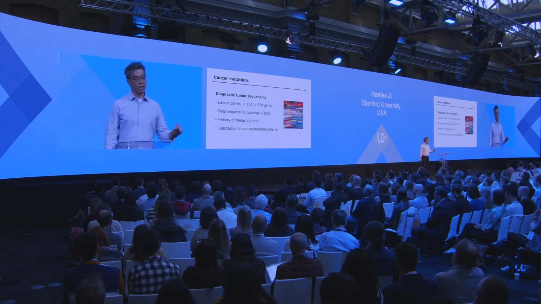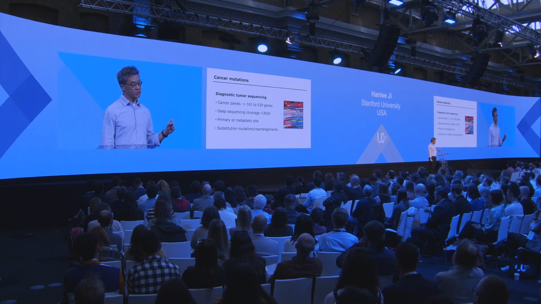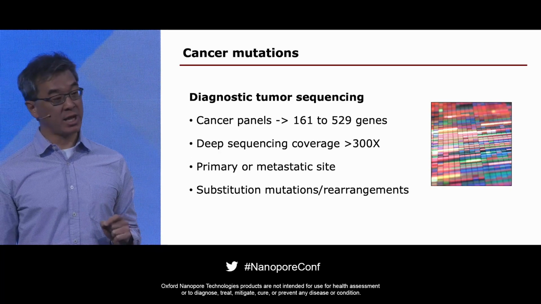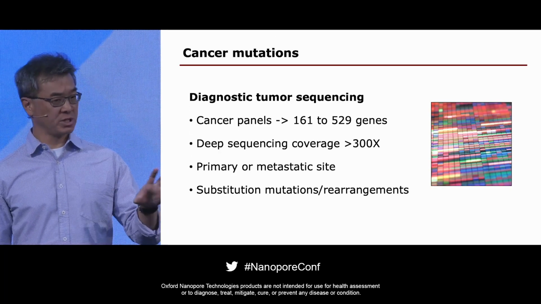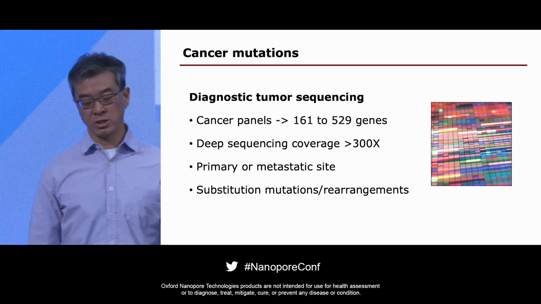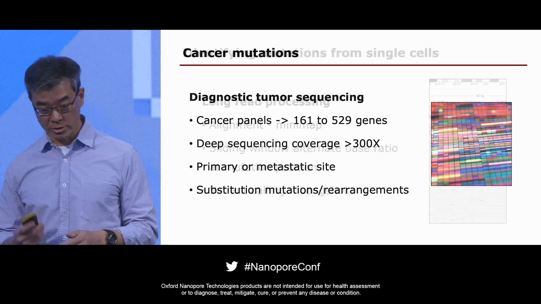So we did have a ground truth data set based upon diagnostic tumor sequencing through a series of cancer panels, which ranged anywhere from 161 to 529 genes, with very high coverage using standard short read sequencing, derived from biopsies of the primary metastatic site. And from that, we focused explicitly on the substitution mutations, coding mutations, and rearrangements that were present as a ground truth for this initial comparison.